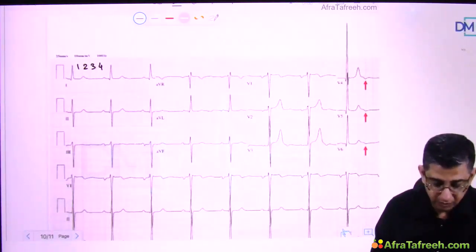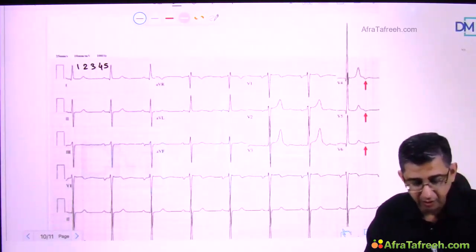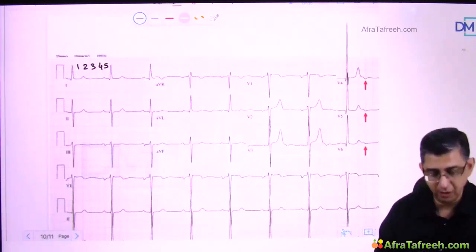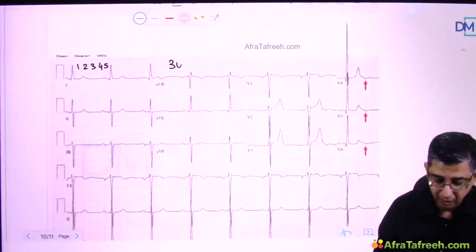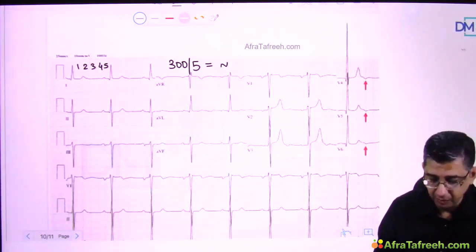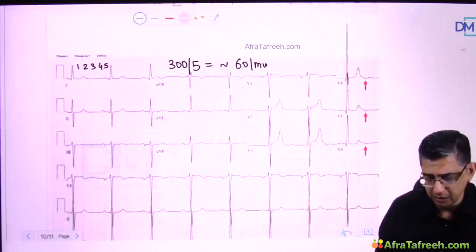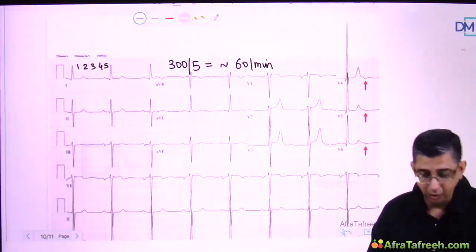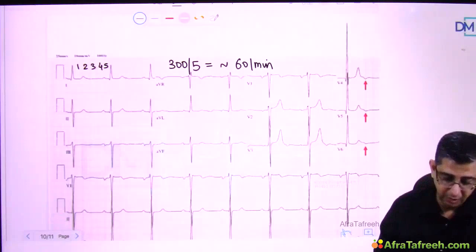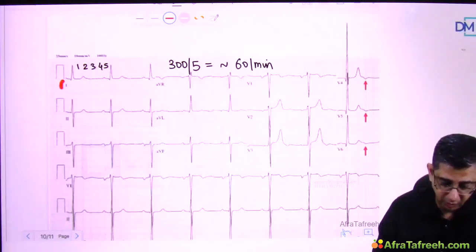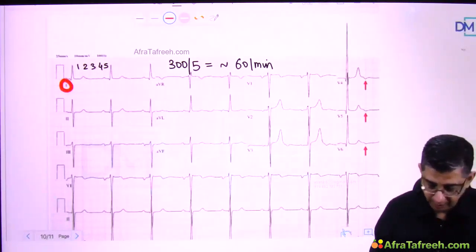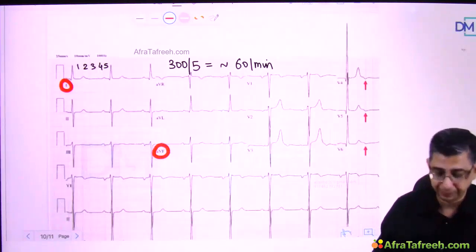If you see this ECG, you will notice that there are approximately 5 large squares separating the R and the R intervals. So the heart rate of the patient will be 300 divided by 5. That is something in the range of 60 per minute. That is pretty normal. Then we will calculate the axis of the patient, and for calculating the axis, you need to look at the data in lead number 1 and data in lead number AVF.